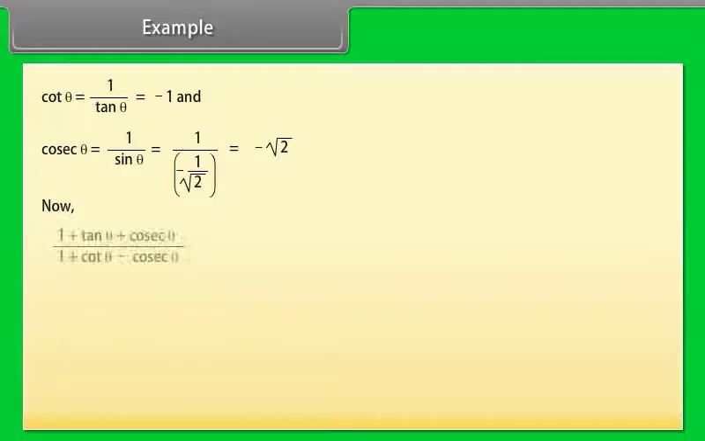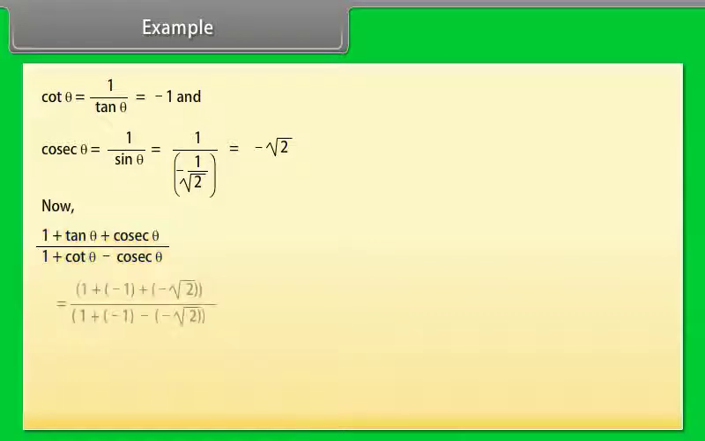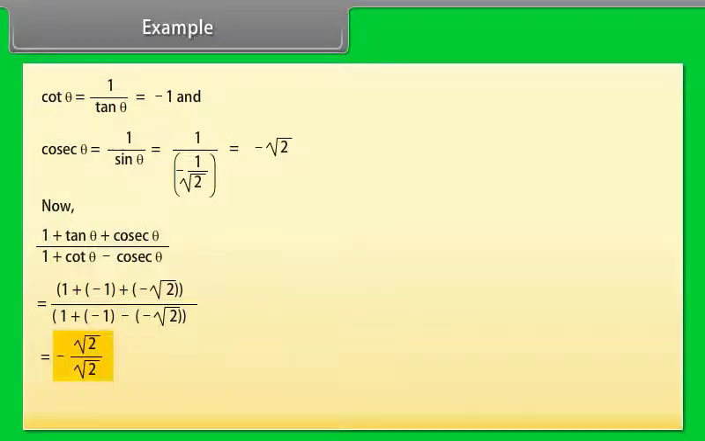Now, 1 plus tan of theta plus cosec of theta by 1 plus cot of theta minus cosec of theta is equal to 1 plus minus 1 plus minus of under root 2 by 1 plus minus 1 minus of minus under root 2 is equal to minus of under root 2 by under root 2 is equal to minus 1.